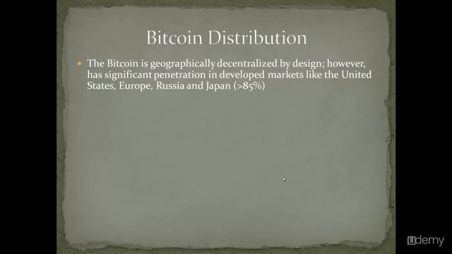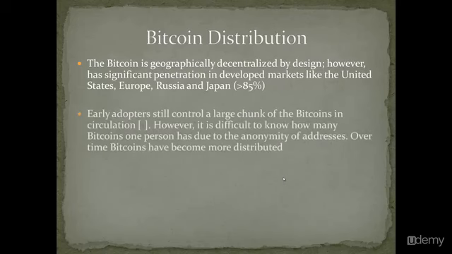So there's been a lot of movement to try to influence weaker nation states or weaker economies, the people of these weaker economies, to go ahead and embrace the Bitcoin as a pseudo-national currency, which is a unique and intriguing concept. Okay, so early adopters actually still control a large chunk of the Bitcoins in circulation.